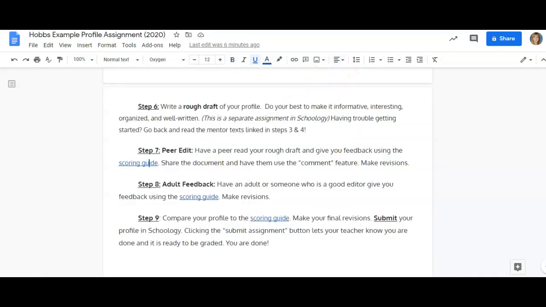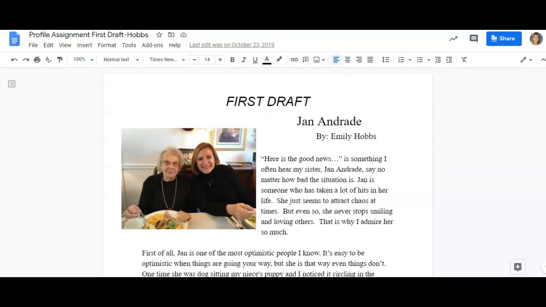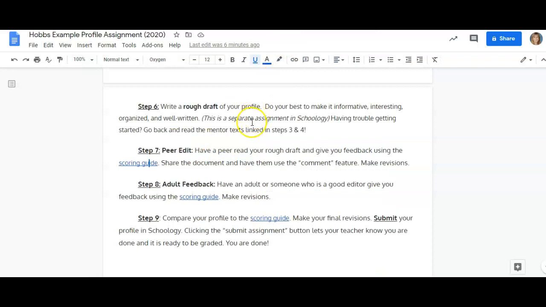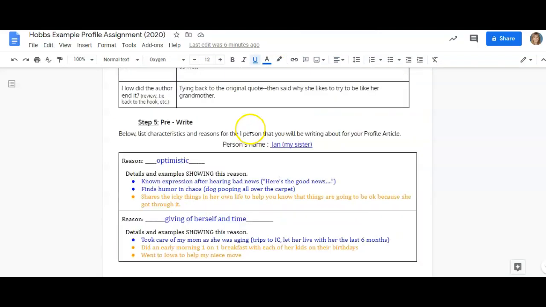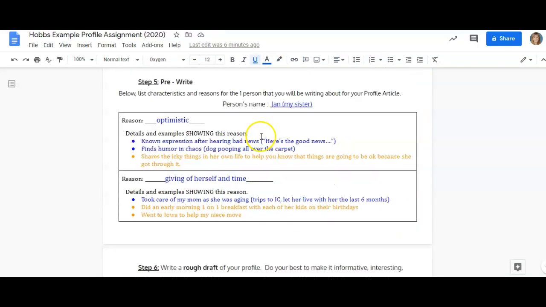So I've actually already written my draft. So I'm going to show it to you. I chose to write about Jan. And if you remember, I did my big brainstorming, and then I did more specific brainstorming. And when I started looking at all of the ideas I came up with, I just didn't think I was going to be able to put all of them in there. So I decided to pick the best ones.